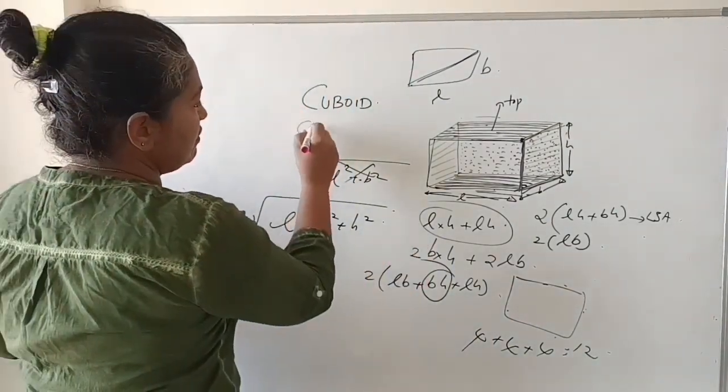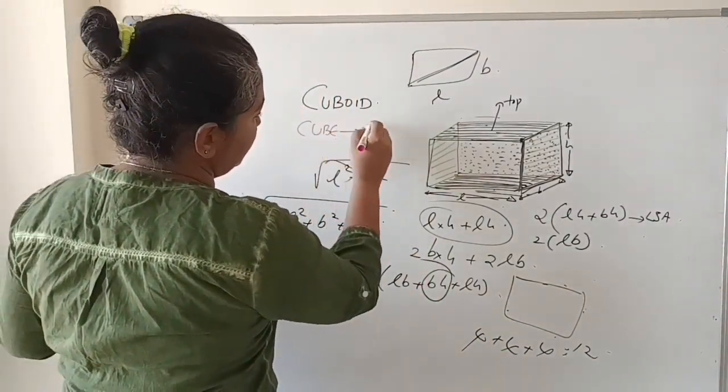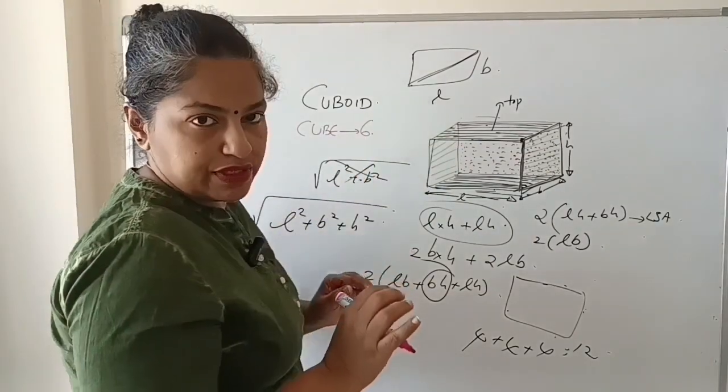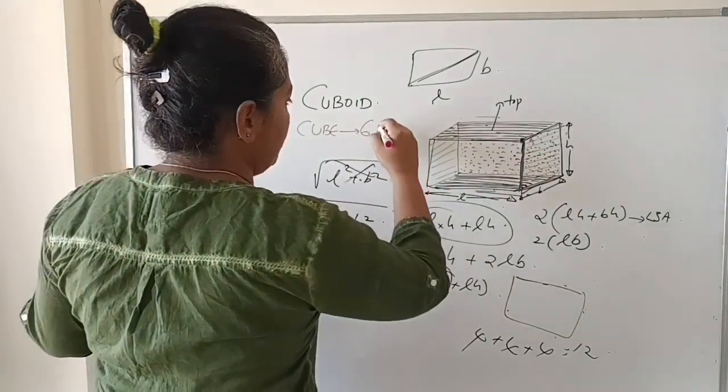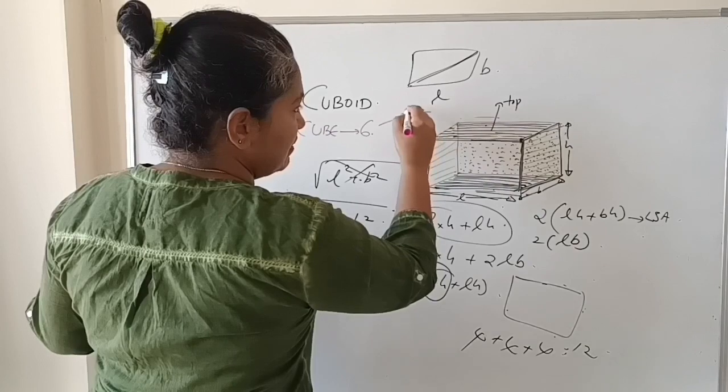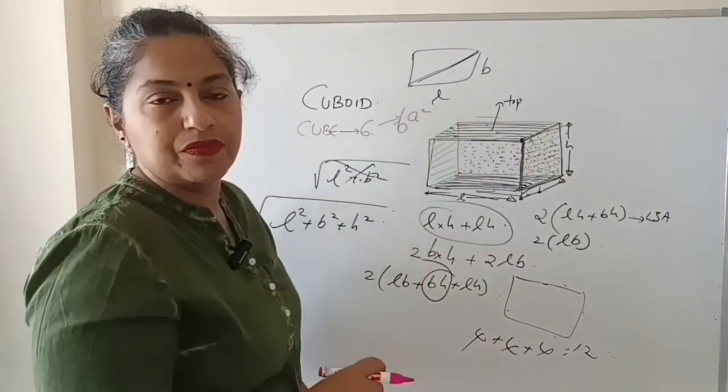A cube has got how many faces? A cube has got 6 faces. All the faces are squares, thankfully. Area of one face is a square. Multiply it by 6 in order to get the TSA.